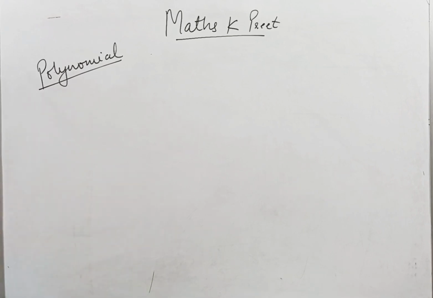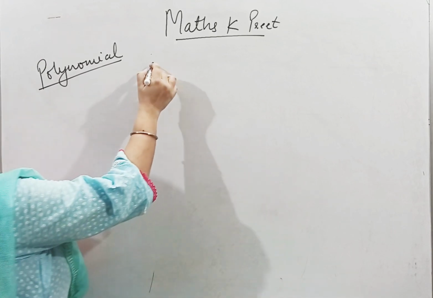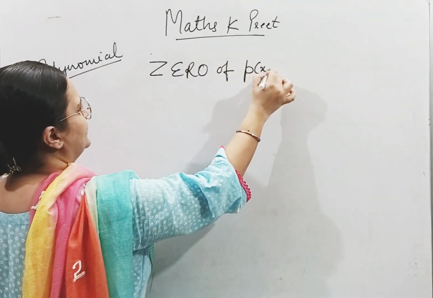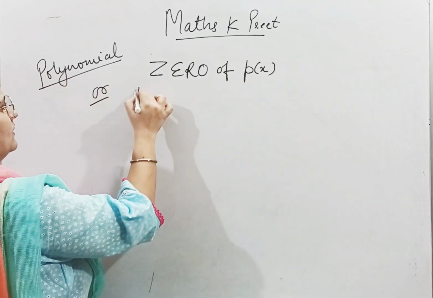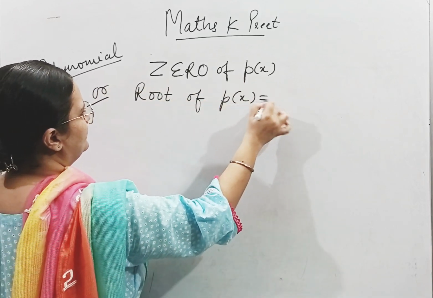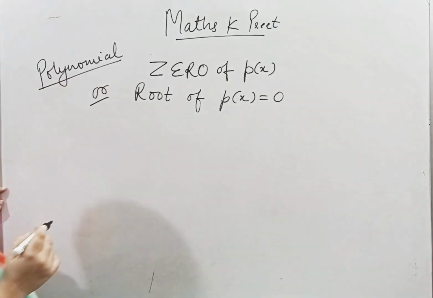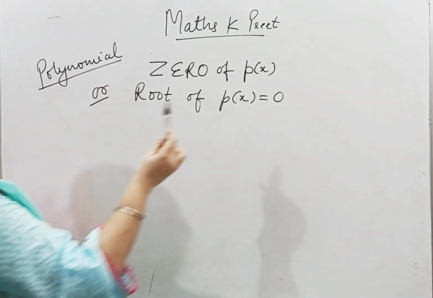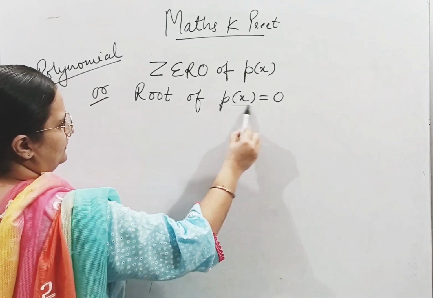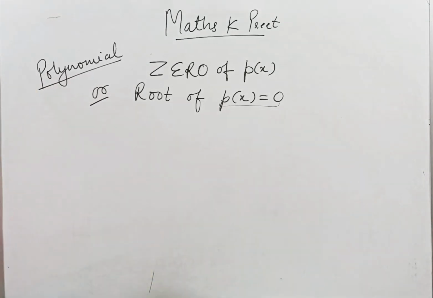Basics I have uploaded in last videos. You can check from there. Let's see today the zero of p of x, or root of this equation p of x is equal to 0. When we take only the polynomial, it is known as the zero. When we take the equation p of x is equal to 0, it is called the root of p of x equals 0.